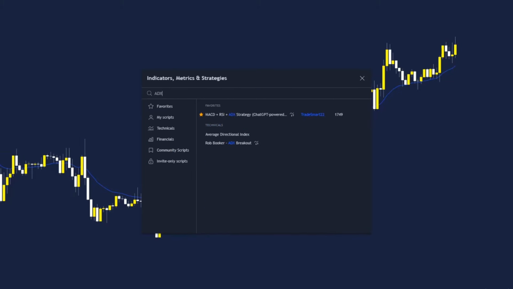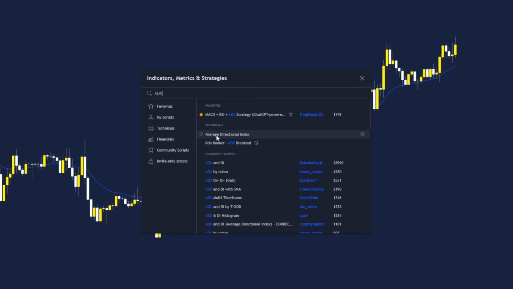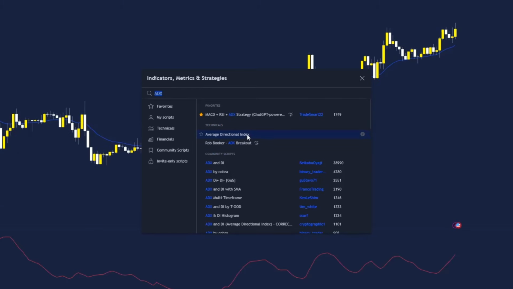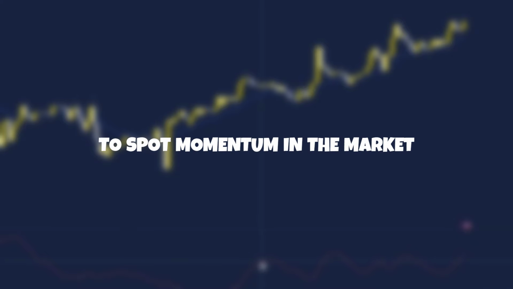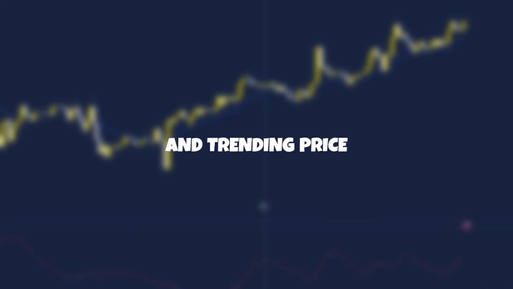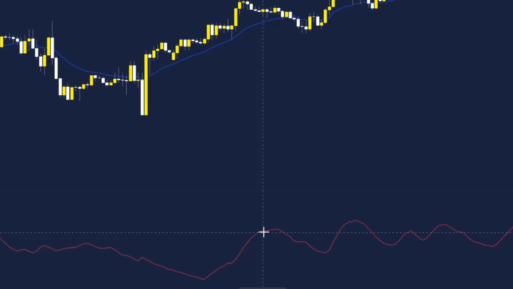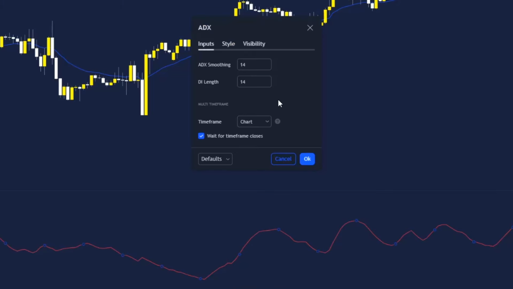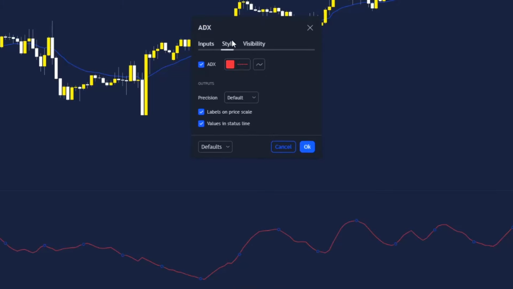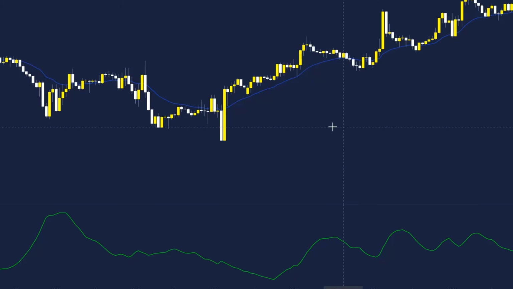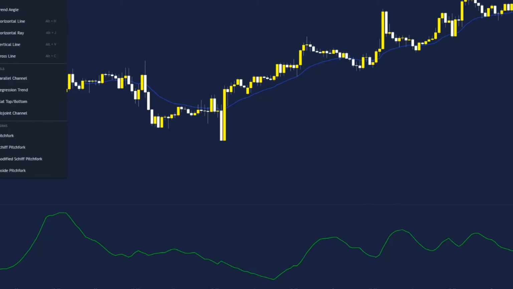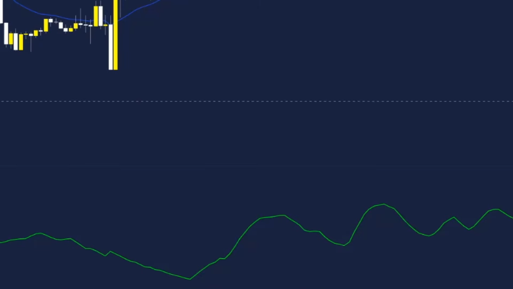Next, search ADX and add the TradingView's default one. This stands for Average Directional Index, and we'll use this to spot momentum in the market and trend in price. Both the ADX and DI length should be set to 14, and I've also changed the line to a bright green. For the ADX indicator, we are going to add the 30 level line to the actual indicator itself.